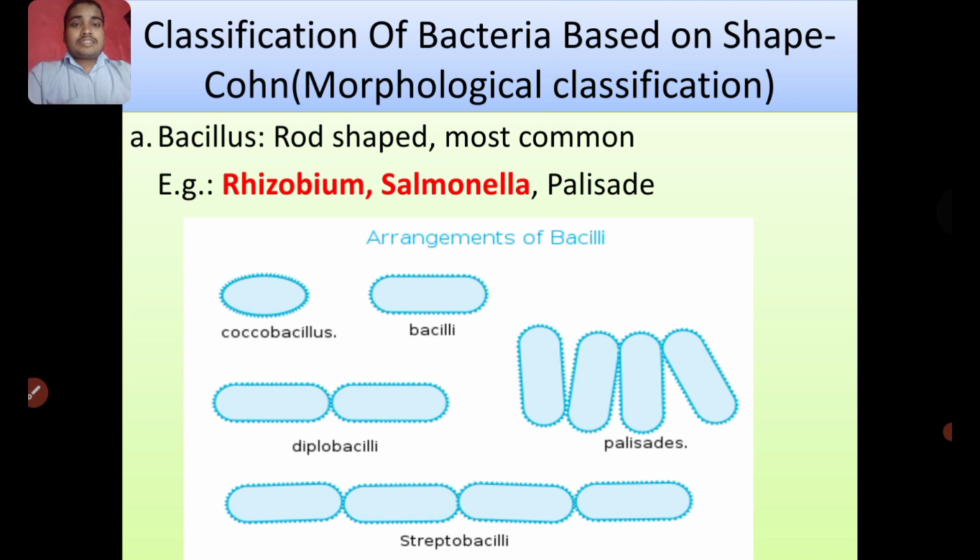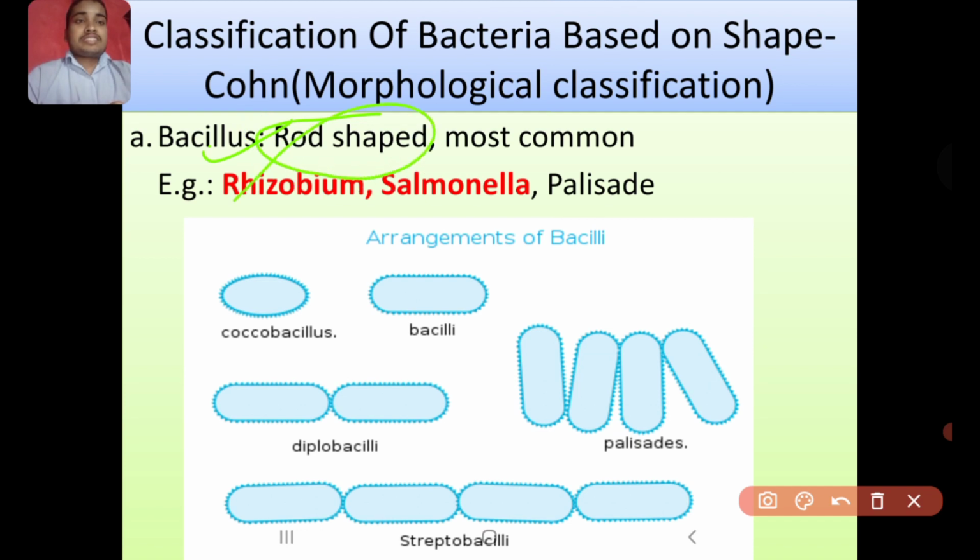Next, let's go through the classification of bacteria. The first classification we shall deal with is the classification based on shape, that is morphological classification. First of all, number 1, that is Bacillus. Bacillus is known as rod-shaped bacteria, and this is the most common one. Furthermore, it is again subdivided according to the arrangement of the rods. If the rod is slightly spherical, it is known as Coccobacillus. If it is purely rod-like, it is Bacilli.